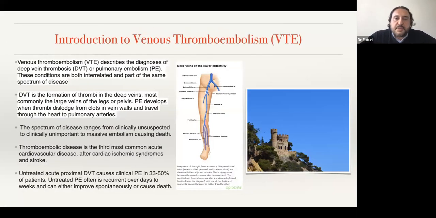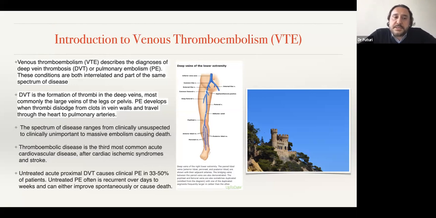What the deep veins of the lower extremity are, beginning from the inferior vena cava, extending down to the common iliac, the external iliac, and the internal iliac, and going down into the deep femoral and the peroneal. These are part of the deep veins, what we call proximal parts of the lower extremity vasculature system. Below the knee is what we call more distal DVTs, and the clinical consequences of these distal DVTs are a little bit less worrisome, and we'll get into that a little bit later in the lecture.